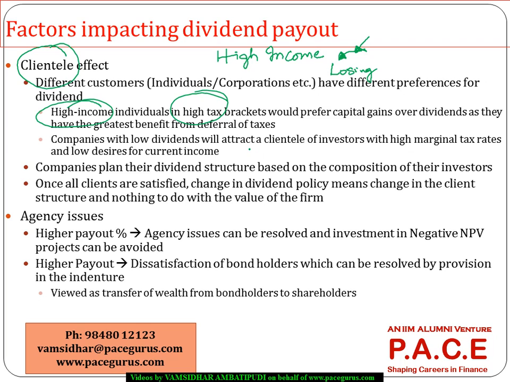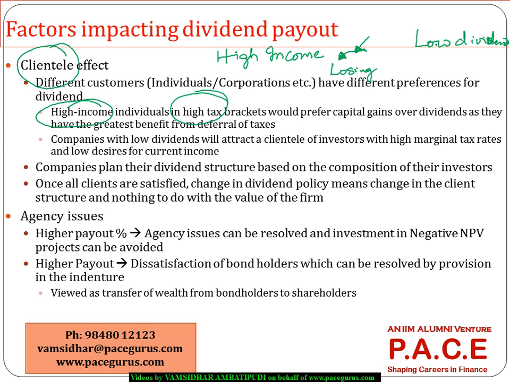Similarly, if we are looking from a company standpoint also, companies which are thinking of paying low dividend should generally attract those customers who are not immediately looking out for heavy dividends, which means probably high net worth individuals who are already in the high tax bracket. So they would be the targets for the companies which are thinking of paying very low levels of dividend. The same way I can look at it the other way.